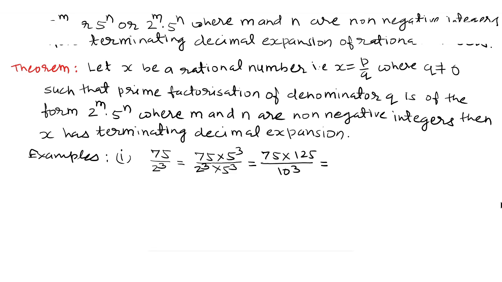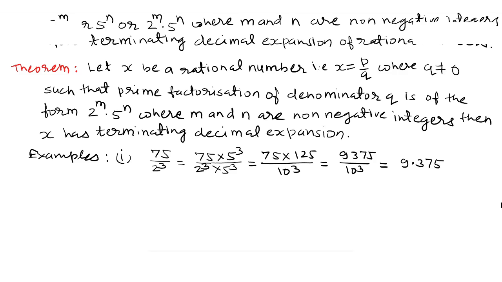This is equal to 9375 upon 10 to the power 3, which is equal to 9.375. Thus, when the denominator is of the form 2 to the power m into 5 to the power n, then we get the terminating decimal.